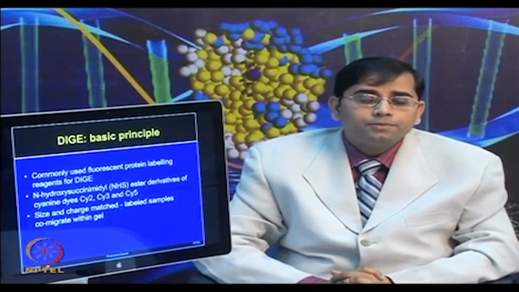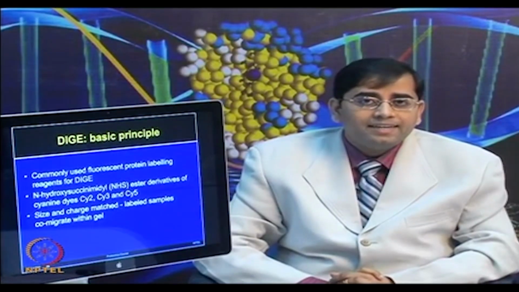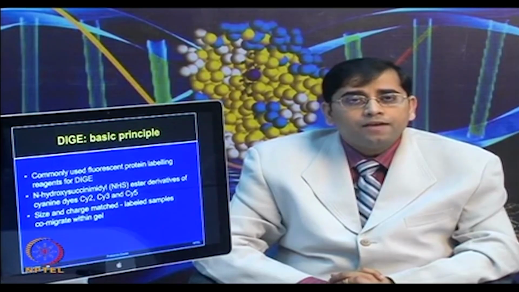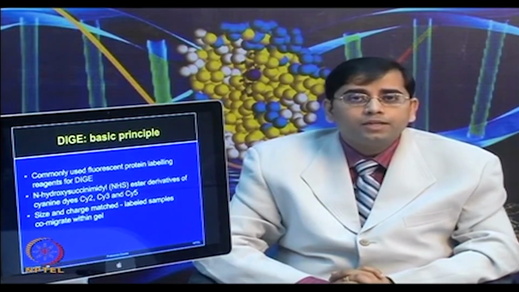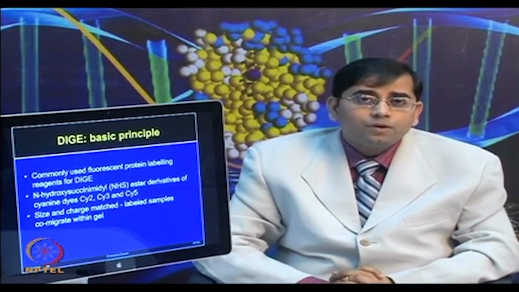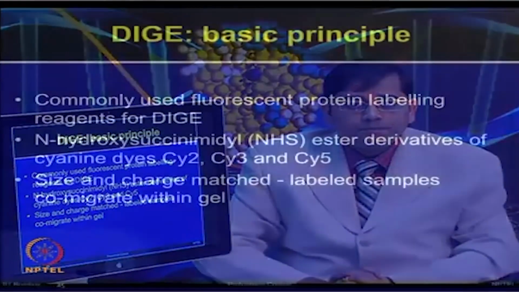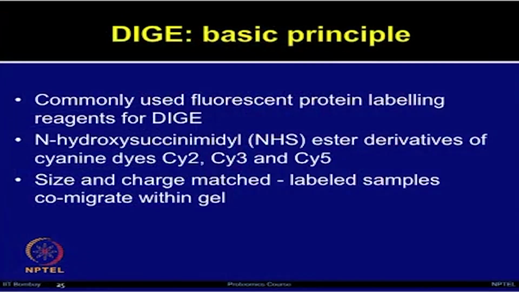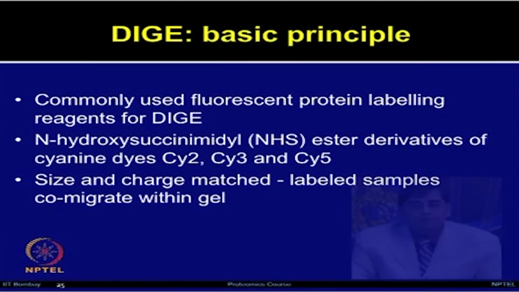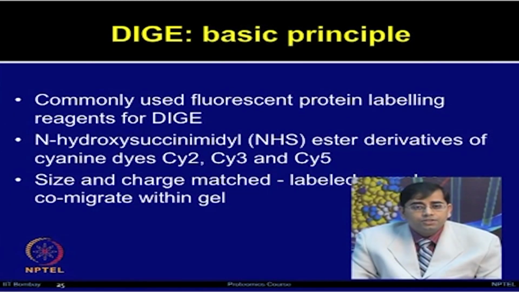So, let us talk briefly about the basic principle involved in DIGE technology. We have to discuss how to do the protein labeling, then what is the need for doing the internal standards. So, let us talk step by step. This is the commonly used fluorescent protein labeling reagent for the DIGE. The N-hydroxysuccinimide or NHS ester derivatives of cyanine dyes such as Cy2, Cy3 and Cy5 are used in this method.